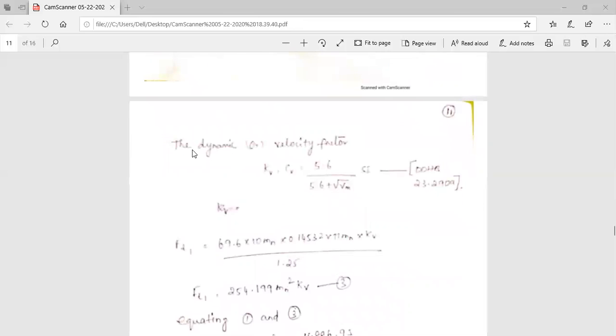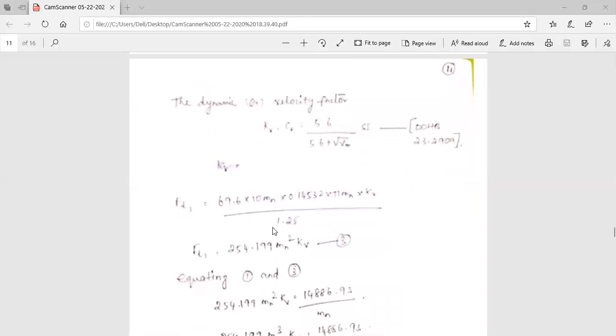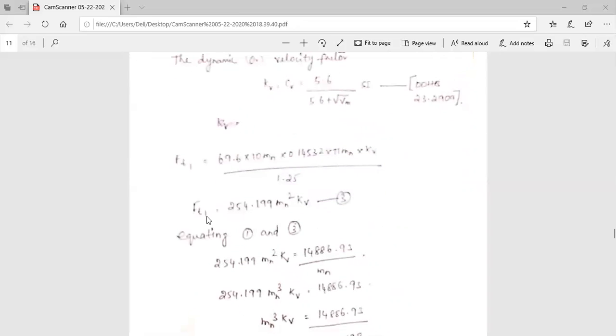So the dynamic velocity factor kV is equal to, in the data handbook, equation number 23.290a, you get the formula for kV or CV, that is the velocity factor. Kv is equal to Cv, equal to 5.6 divided by 5.6 plus square root of Vm in SI units. So substitute all the values.